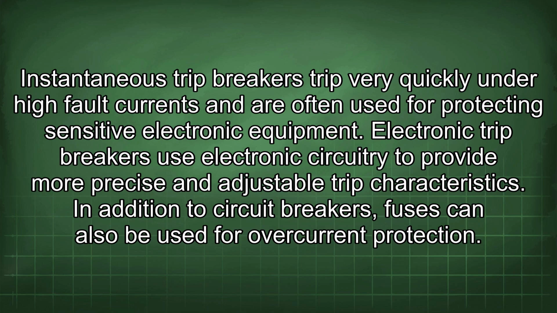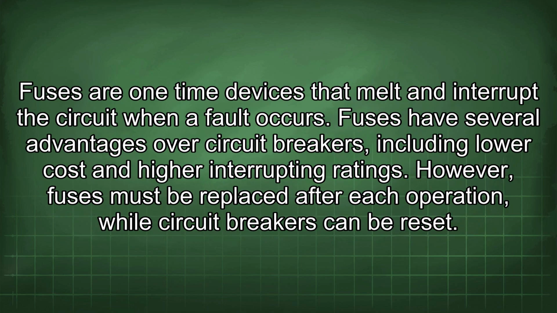In addition to circuit breakers, fuses can also be used for overcurrent protection. Fuses are one-time devices that melt and interrupt the circuit when a fault occurs. Fuses have several advantages over circuit breakers, including low cost and higher interrupting ratings. However, fuses must be replaced after each operation, while circuit breakers can be reset.